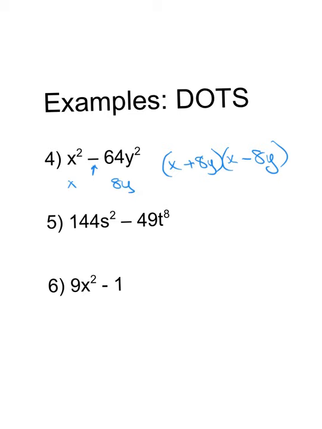If we look at number 5, again, I hope this is kind of easy. The square root of 144 is 12. The square root of s squared is s. The square root of 49 is 7. And the square root of t to the 8th. Remember, when we're square rooting even exponents, it only works for even. We cut them in half. So that becomes t to the 4th. So the factors for number 5, we put a plus and a minus. 12s goes in the front. And 7t to the 4th goes in the back.